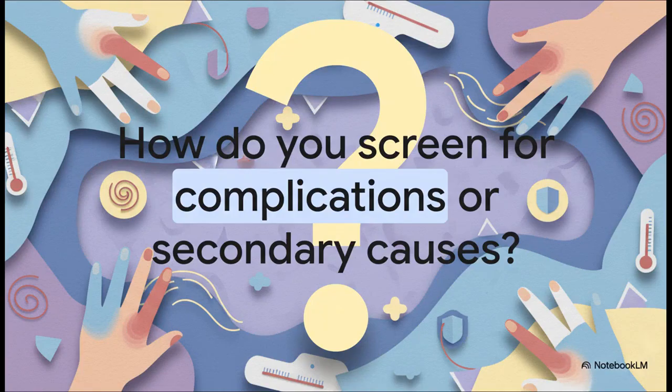Okay, so you've got the main story. Now you have to put on your detective hat and screen for the serious stuff. We're talking complications like tissue damage, or maybe something bigger, a systemic condition that's causing the Raynaud's. Let's look at how to screen for that.